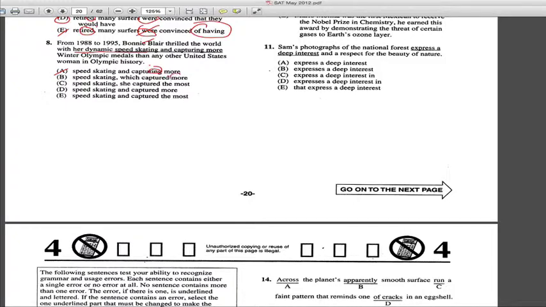Here, although the sentence is all right, you cannot use more for more than two things, such as more medals than any other United States woman in history. It should be most. And when it's most, the sentence is cluttered by using she captured. It's redundant. Okay, let's see. Number D. Thrilled the world with her dynamic speed skating and captured more works here. Captured the most. Any other woman.